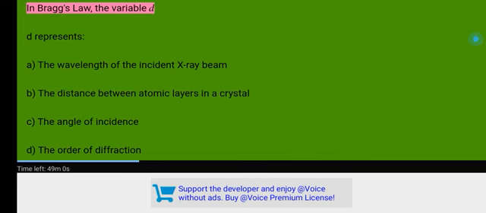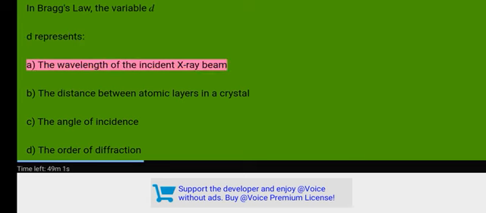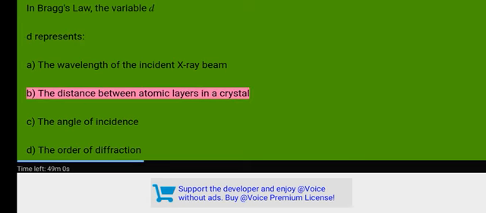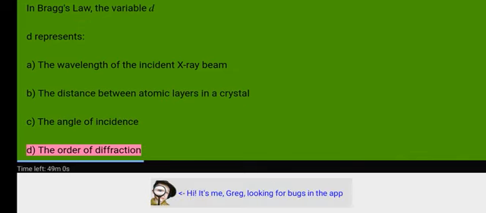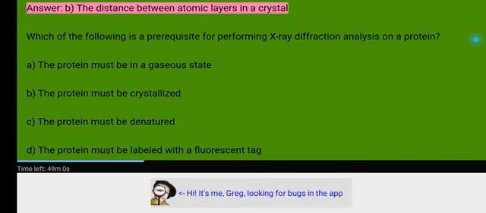In Bragg's law, the variable d represents A. The wavelength of the incident X-ray beam. B. The distance between atomic layers in a crystal. C. The angle of incidence. D. The order of diffraction. Answer. B. The distance between atomic layers in a crystal.